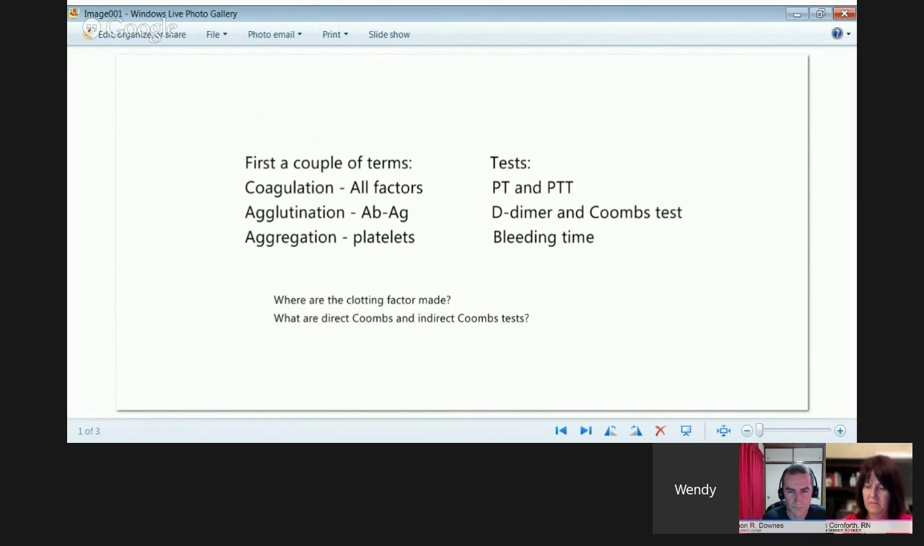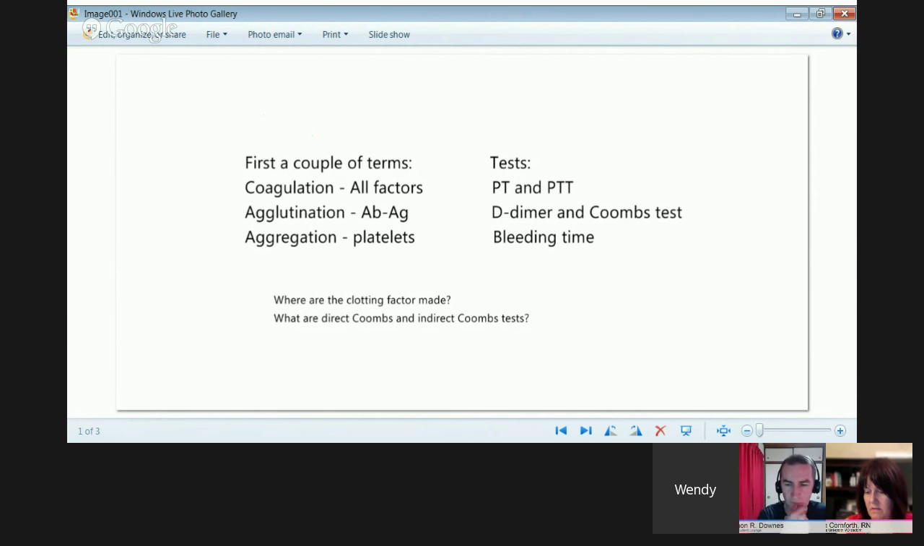I have a question to pose to you. Where are our clotting factors made? The liver makes everything except the von Willebrand factor and 8. Perfect answer. Where were von Willebrand and 8 made? At the platelets and the endothelial cells. Okay, so they're made in the endothelial cells, so that's important to know.